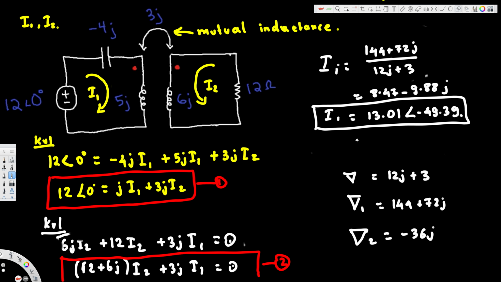Now to find I2, you have to do the same thing. You put del 2 on top, that's negative 36j, and divide by the original determinant, 12j plus 3. If you calculate this value, you are going to get negative 2.82 minus 0.705j in rectangular coordinates. If you convert this into polar coordinates, you are going to have 2.91 with an angle of negative 165.96 degrees. And that's how we do this kind of problem. I hope this helps. Thanks for watching.